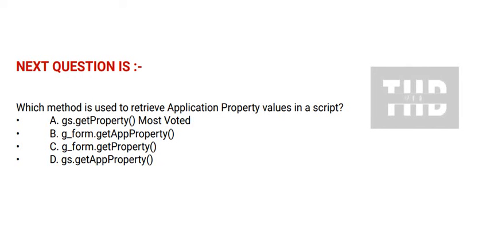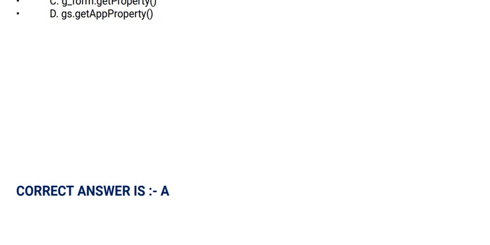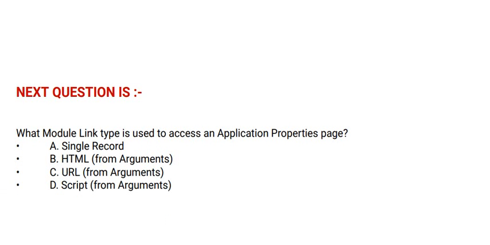The correct answer is option A. Next question is, what module link type is used to access an application properties page? Option A, single record. Option B, HTML from arguments. Option C, URL from arguments. And option D, script from arguments.